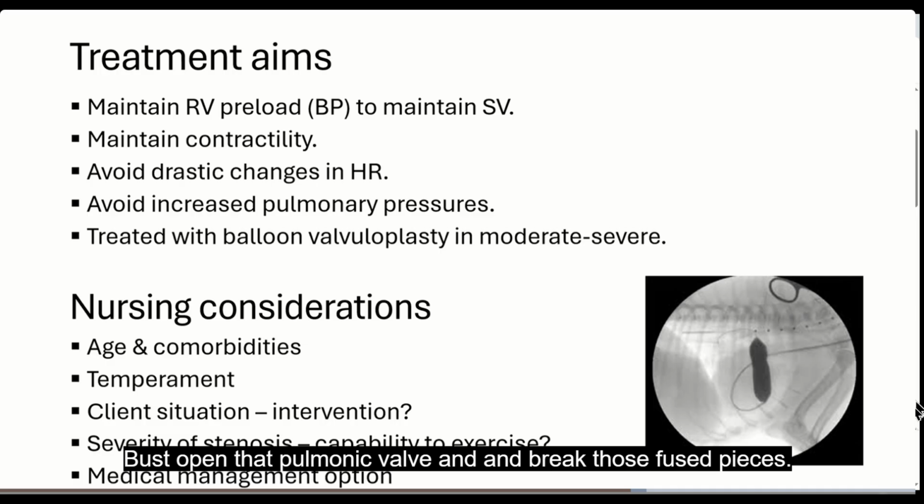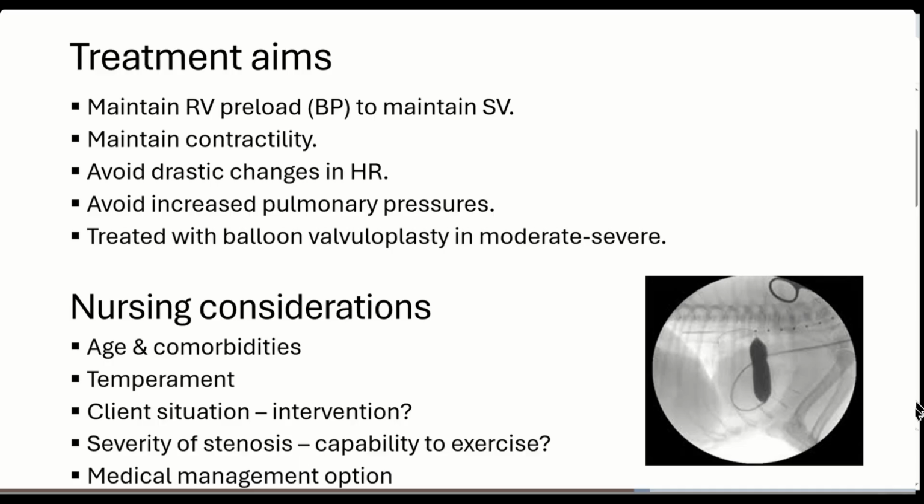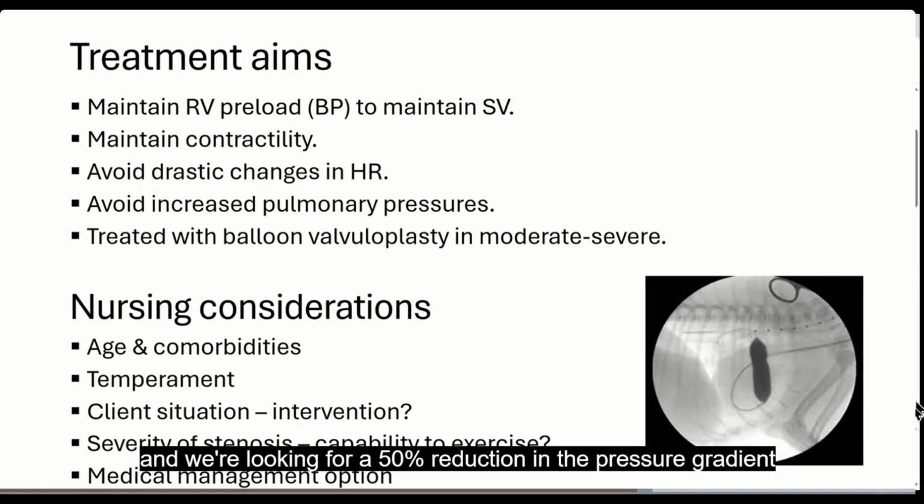We completely destroy the valve when we do it, but we also get rid of any stenosis so that there is no issue then with outflow of that right ventricular outflow tract into the pulmonary artery. So it completely gets rid of the issue. And we usually have a very successful rate of treatment with balloon valvuloplasty, and we're looking for a 50% reduction in the pressure gradient from before ballooning to after ballooning.